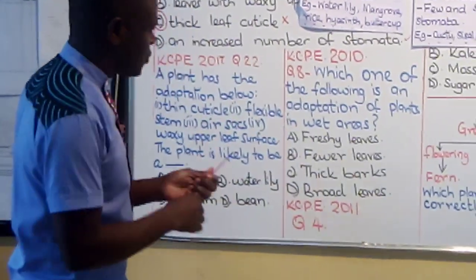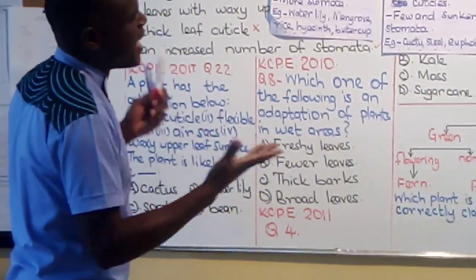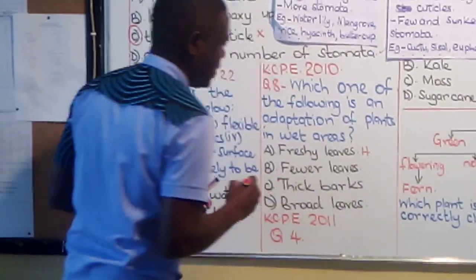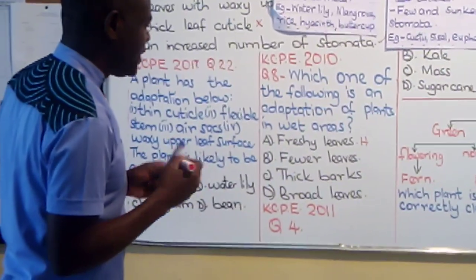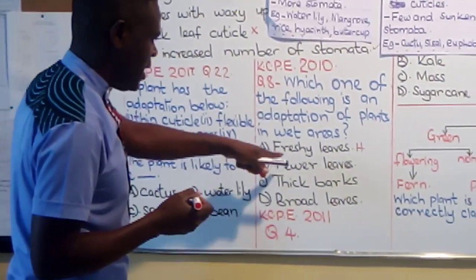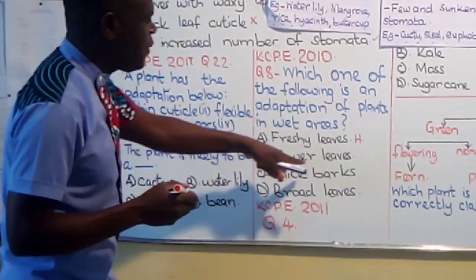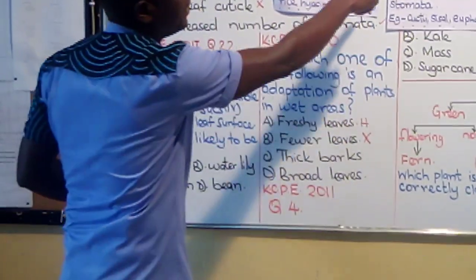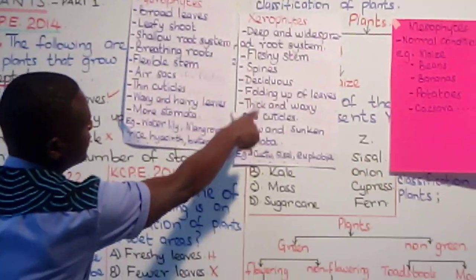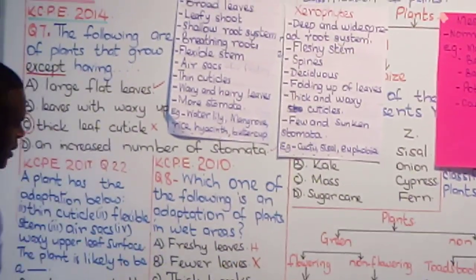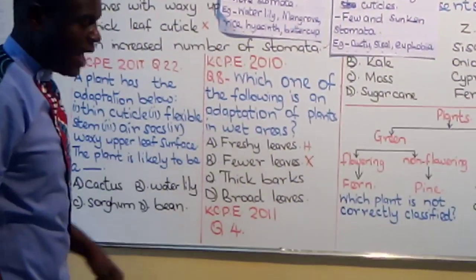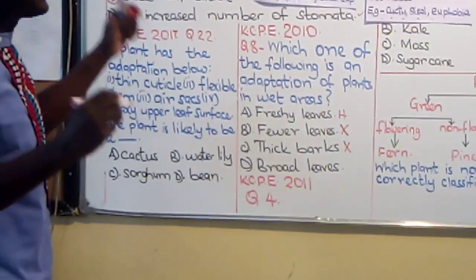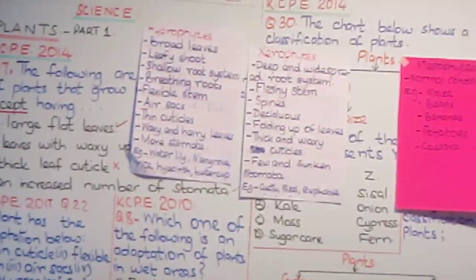Let us analyze these choices. Now, fleshy, fresh, that could be a hydrophyte. Let's see if it's true, but I doubt it a little bit. Then fewer leaves, very few leaves, that could be a xerophyte. Then thick barks, that could be a xerophyte. And then broad leaves, that stands out as what, boys and girls?